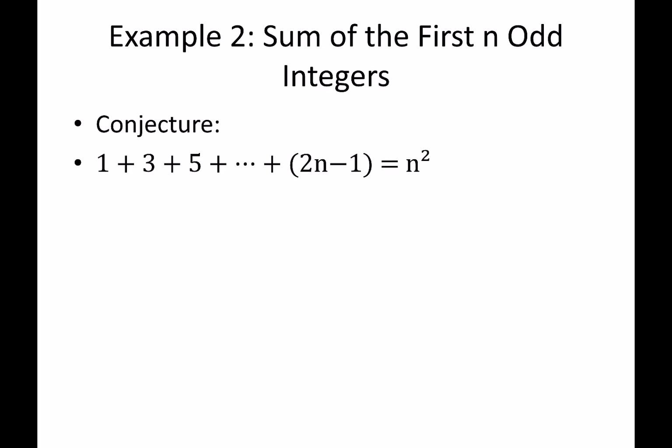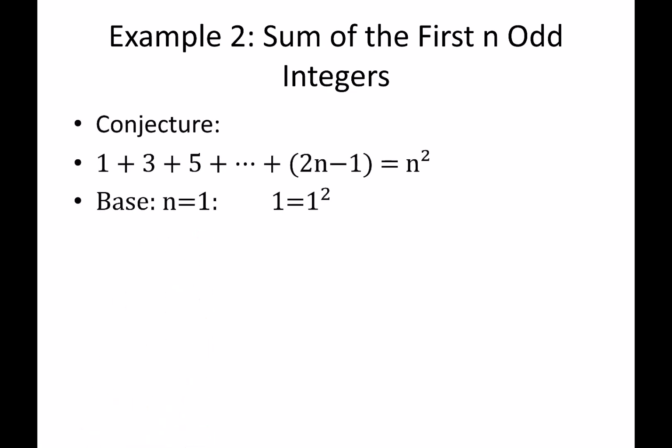Notice we're starting with 1, and then we're adding 3. When we add that 3, notice we have a square. Now we're going to add 5, and when we add that 5, again, we get a square. So what we're trying to show in this formula is that every time we add another odd integer, we're going to form another square. So let's get started by looking at our base case.